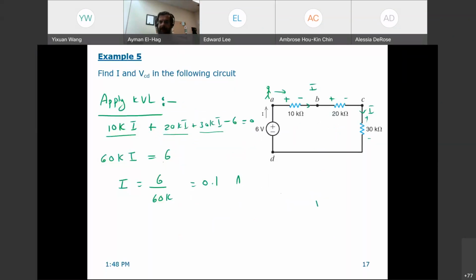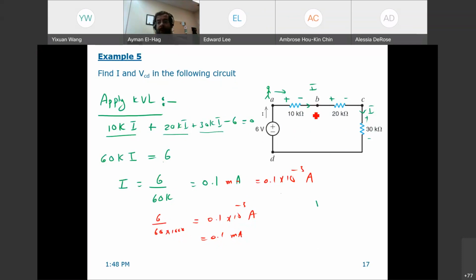Okay, so this is 0.1 milliamps. Why milliamps? Because this is kilo, so this is equal to 0.1 times 10 to minus 3 amps. Remember, this is 6 divided by 60 times 1,000. So 6 over 60 is 0.1 times 10 to minus 3 amps, or 0.1 milliamps. So it's very important to note this one.